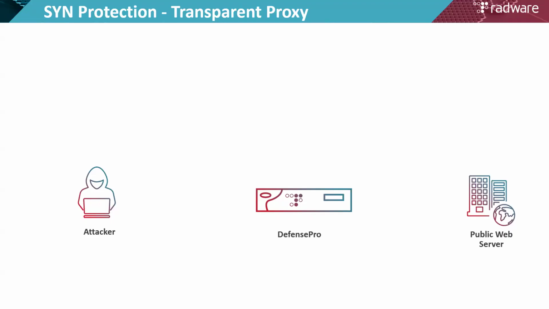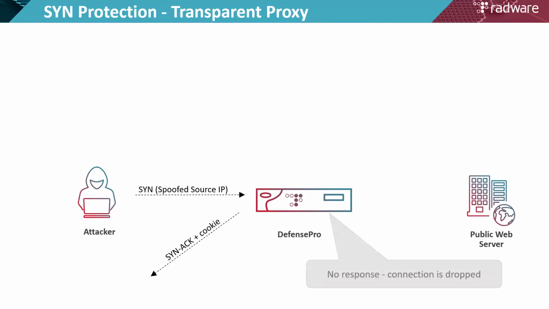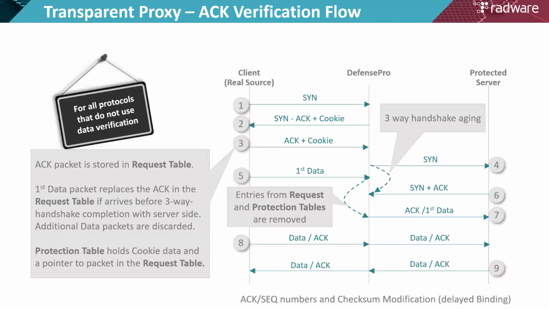Coming to this, if it's a spoofed IP, we will send a challenge back to the client. But since this is a spoofed IP, we will not get the response back, and the connection would be dropped by the DefensePro because it is coming from a spoofed source. So this is how it works.